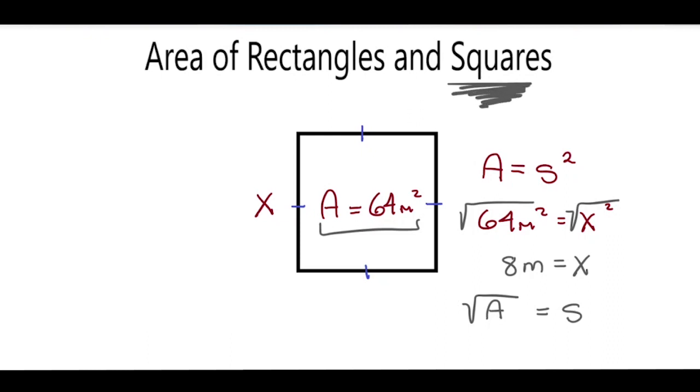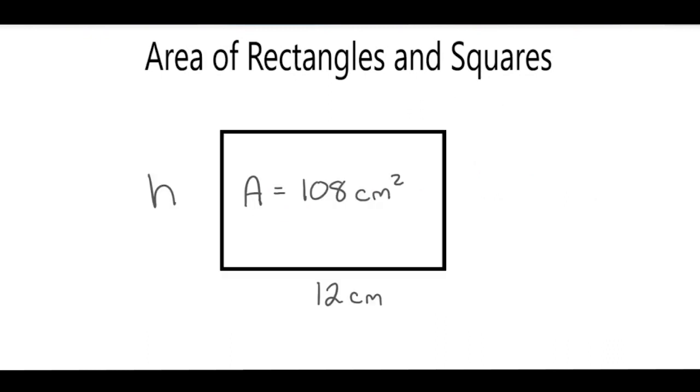So here I have a rectangle, and I'm told that the area is 108 centimeters squared. And I also know that the base is 12 centimeters. Well, I know that to find the area of a rectangle, the area is equal to base times height. Okay? Well, my area is 108 centimeters squared, and my base is 12 centimeters, and then my height is h.